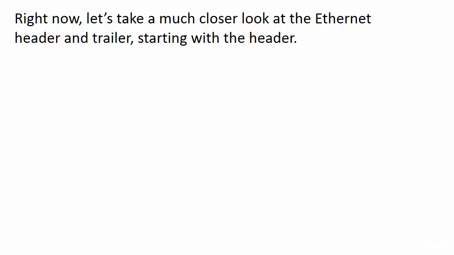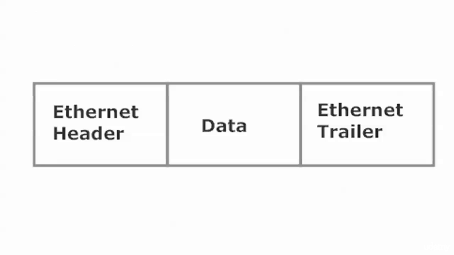Earlier in this section, we took what I would call a high-level view of the Ethernet header and trailer, and by that I mean we recognized where they were. The Ethernet header is ahead of the data, the trailer is trailing the data, but we need to know a little more detail than that.